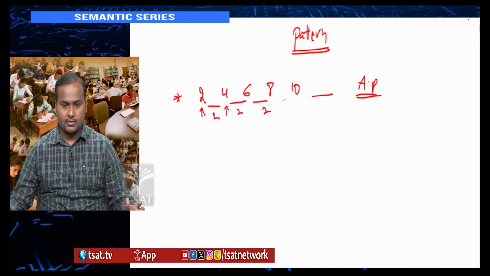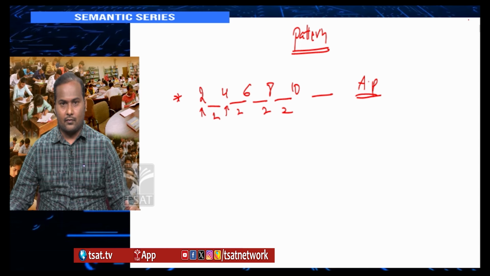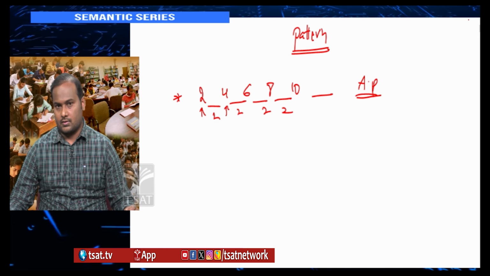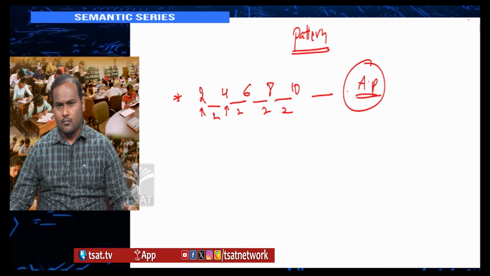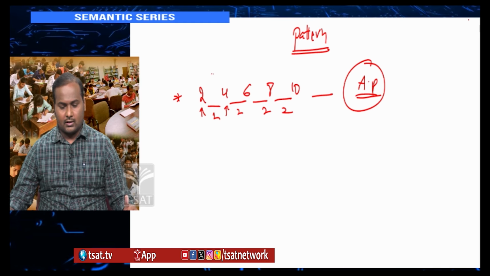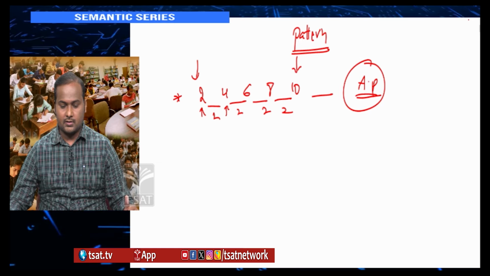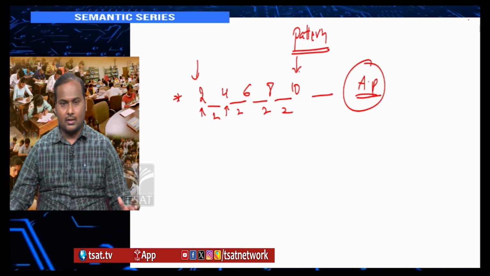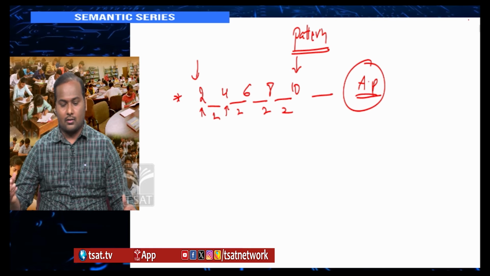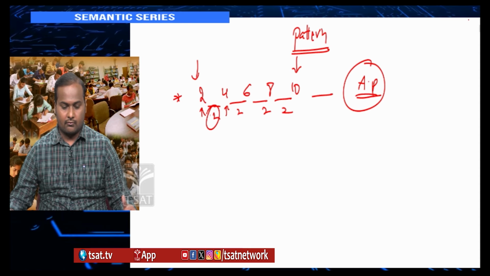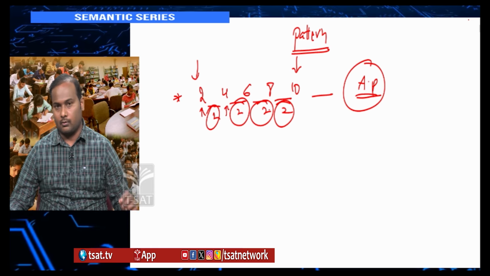Here also the difference is 2, and here also the difference is 2. Because the difference is very small, it is generally in AP. The common difference is the same between the first number, 2, and the last number given, 10. Whenever the increase is very small and not increasing drastically, we will always try to take the difference. Okay, so that we need to remember.